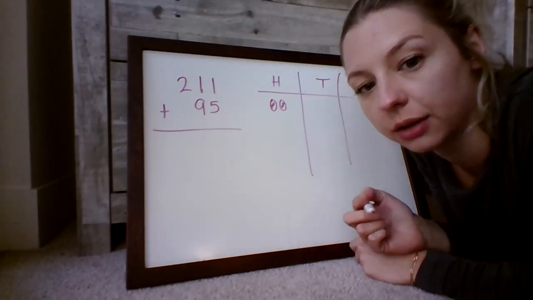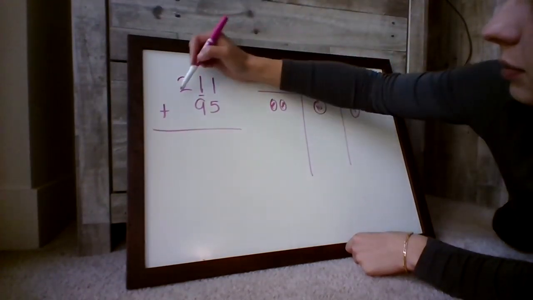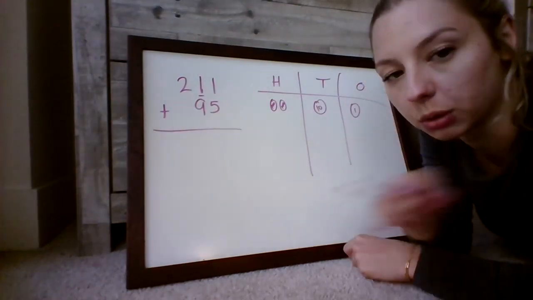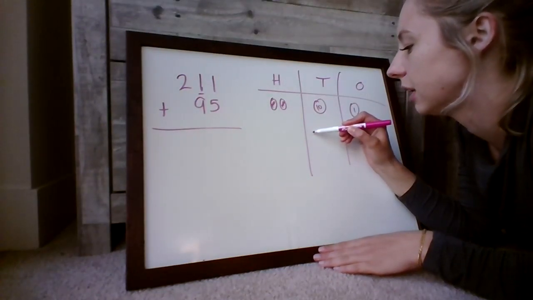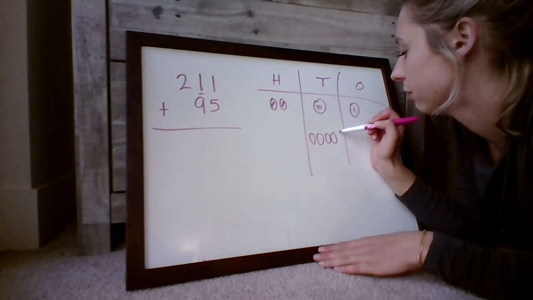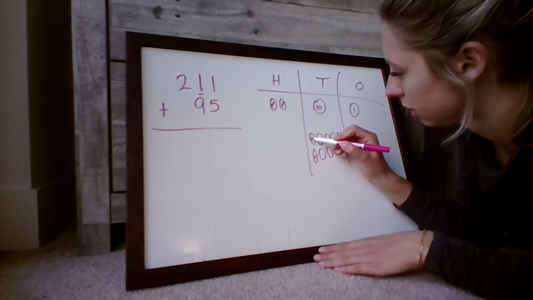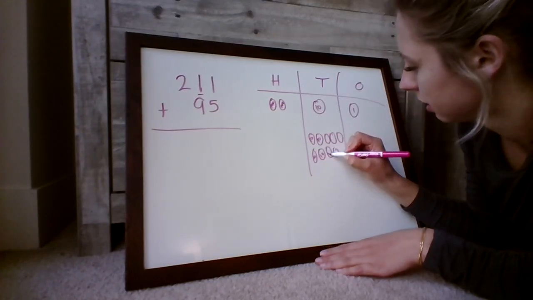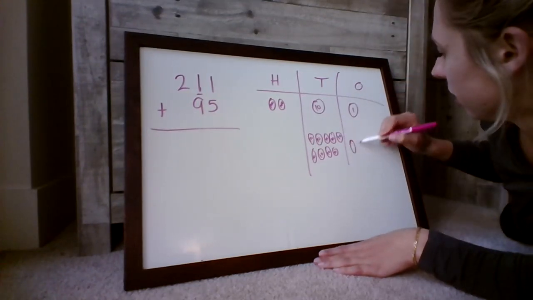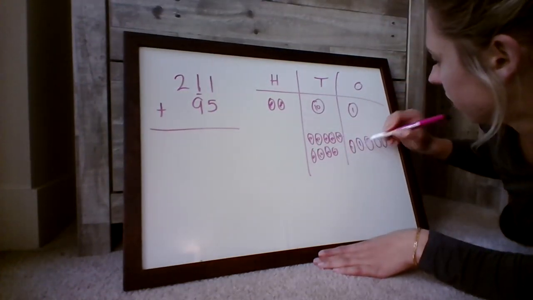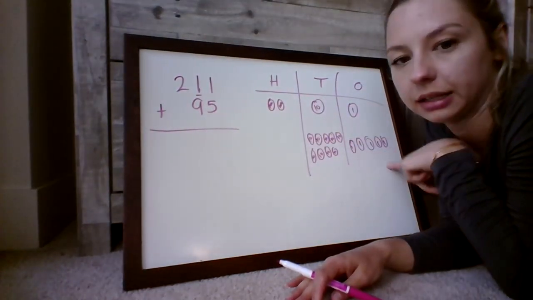211, which is 100, 1, 1. 100 and 1, 1. Do you see that? Great, so we're all done with 211. How about 95? Let's go ahead and draw 95. 9 tens. 1, 2, 3, 4, 5, 6, 7, 8, 9. These are all tens. And 5 ones. 1, 2, 3, 4, 5. Does everyone see how this is 211 and I'm adding 95?